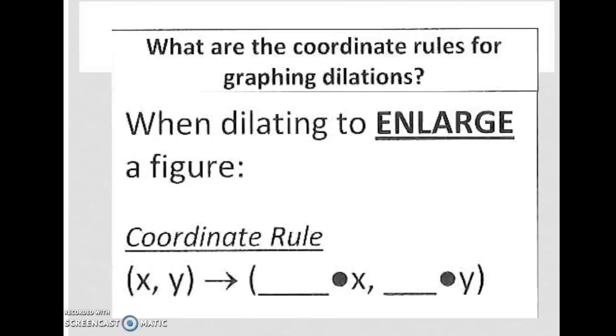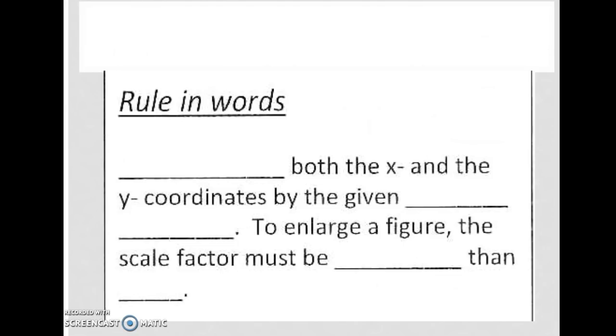What are the coordinate rules for graphing dilation? When dilating to enlarge a figure, we're going to apply this rule: a scale factor greater than 1 times your x coordinate, and a scale factor greater than 1 times your y coordinate. Let's put it in words. We're going to multiply both the x and the y coordinates by the given scale factor. To enlarge a figure, the scale factor must be greater than 1.